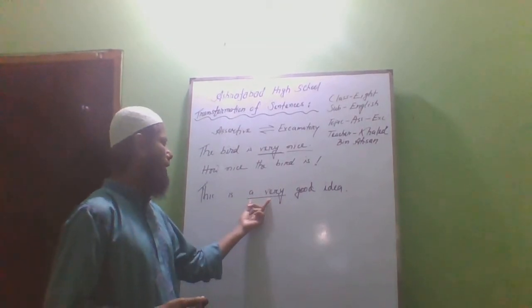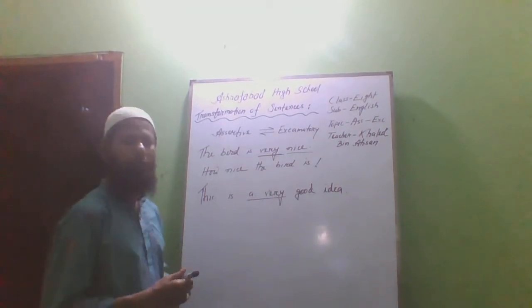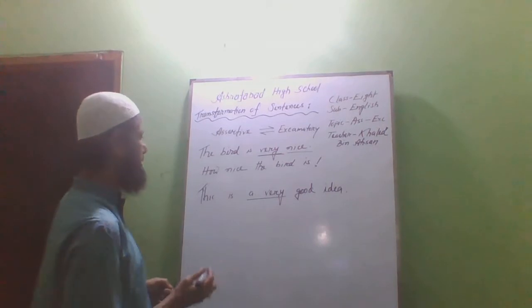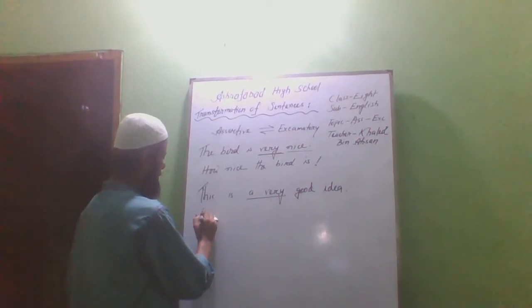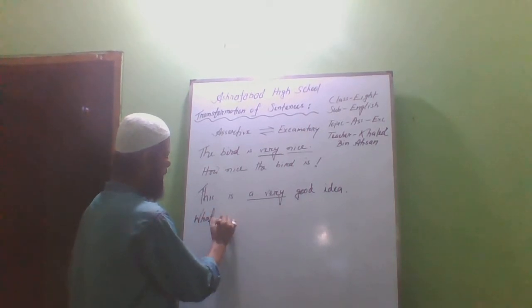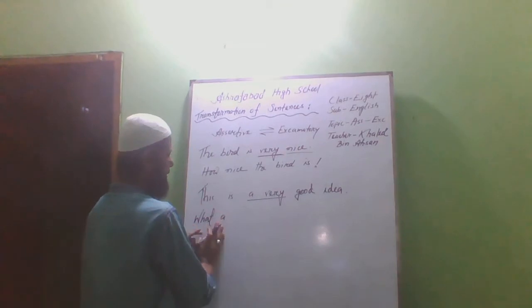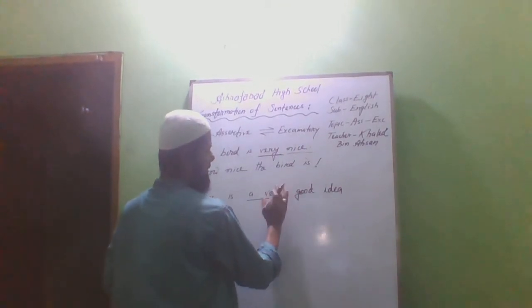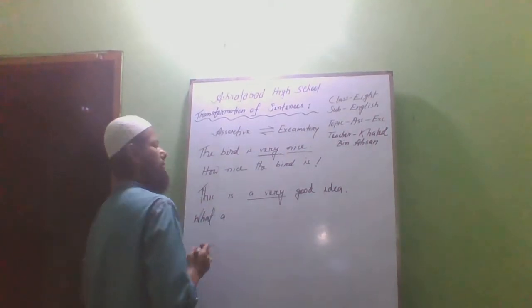If we find "a very" in any assertive sentence, then we must use "what" to make the sentence into exclamatory. So the answer will be "what a". For "a very" we use "what". Then we will take the words after "a very".